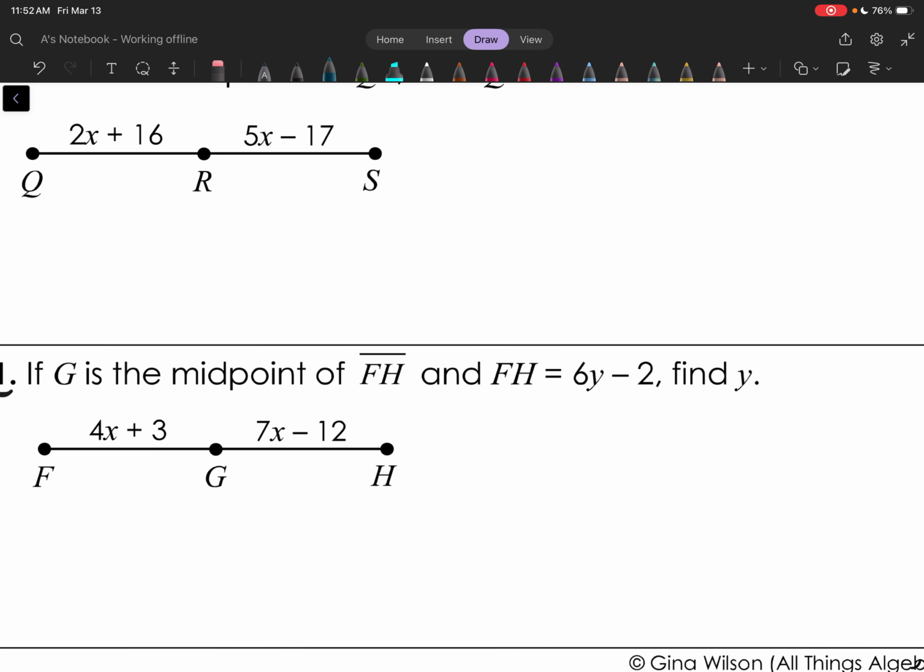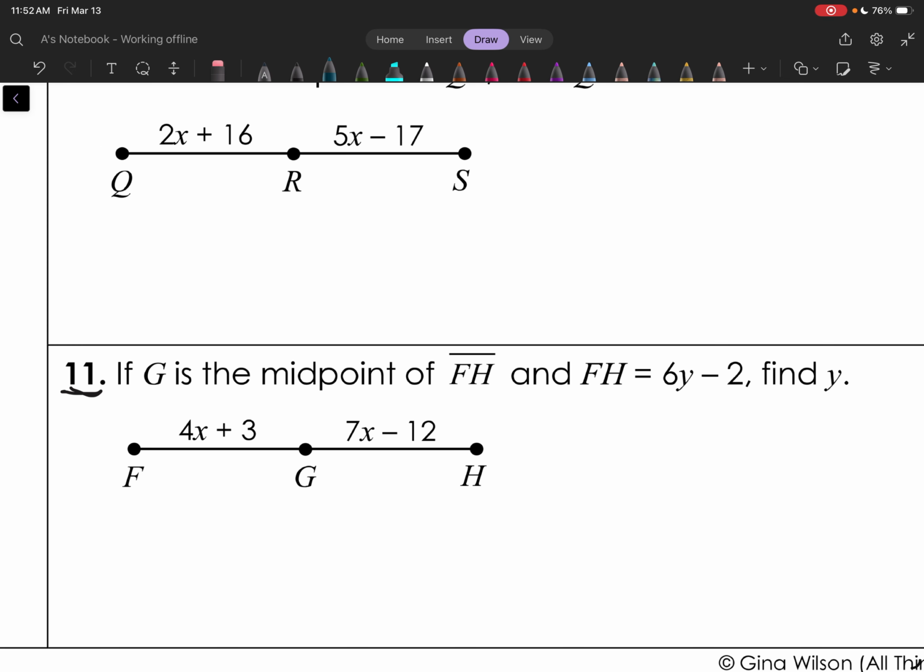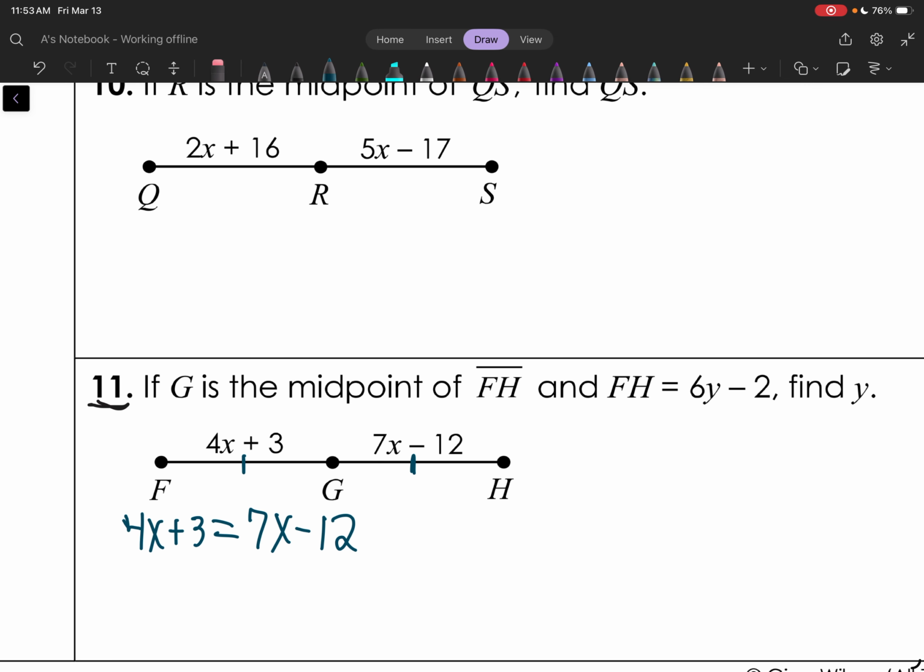Okay, let's go and do number 11. If G is the midpoint of FH, and FH is equal to 6y minus 2, find y. Now I'm choosing to do number 11 because it is the hardest one out of the 4 problems. I'll let you try the other 3. First, G is the midpoint. What this tells me is F to G is the same length as G to H. 4x plus 3 equals 7x minus 12.